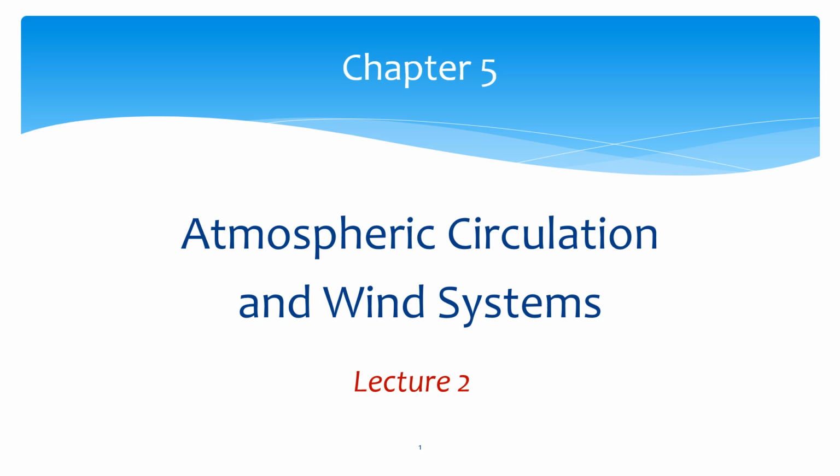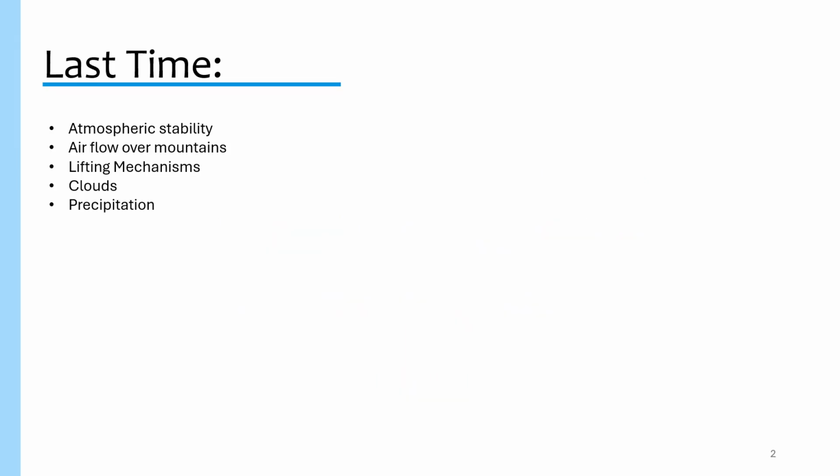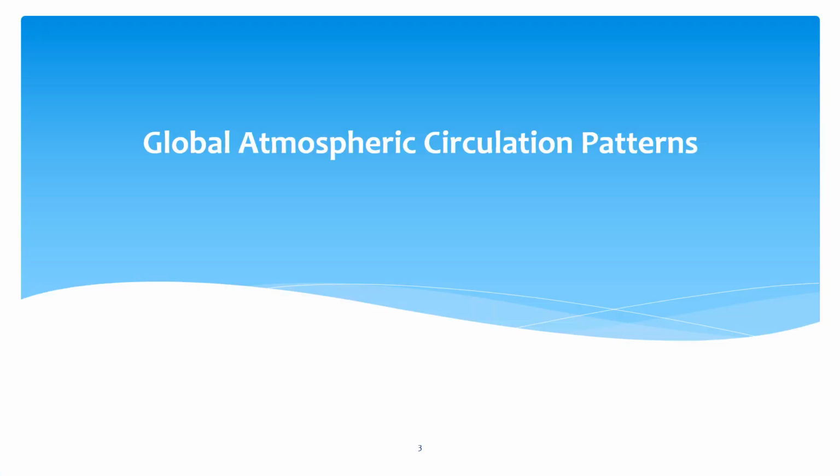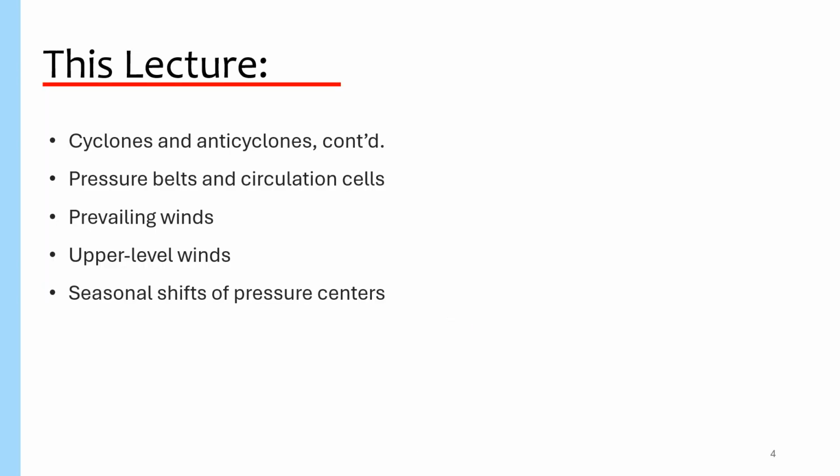Welcome to Chapter 5, Atmospheric Circulation and Wind Systems, Lecture 2. Last time, for Lecture 1, we looked at atmospheric stability, airflow over mountains and the rain shadow effect, lifting mechanisms, clouds, and precipitation. For this lecture, we are going to focus on global atmospheric circulation patterns.